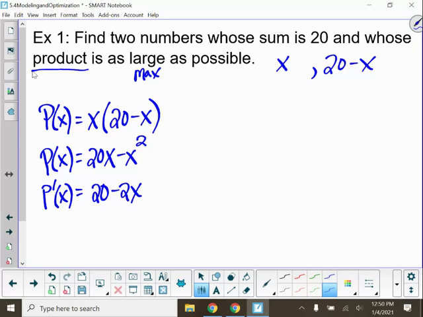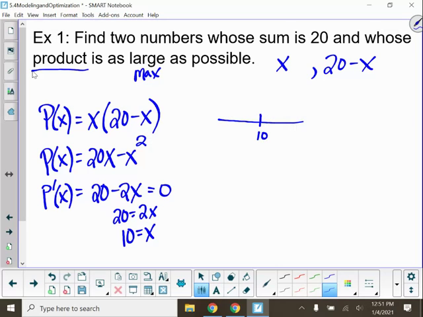And again, when we're maximizing, you're finding your critical values. There's nowhere that this derivative does not exist. So I do have to set this equal to 0 and solve. And when I do that, we get that x would have to be 10. We can check to make sure that 10 is actually a maximum and not a minimum by doing a number line.